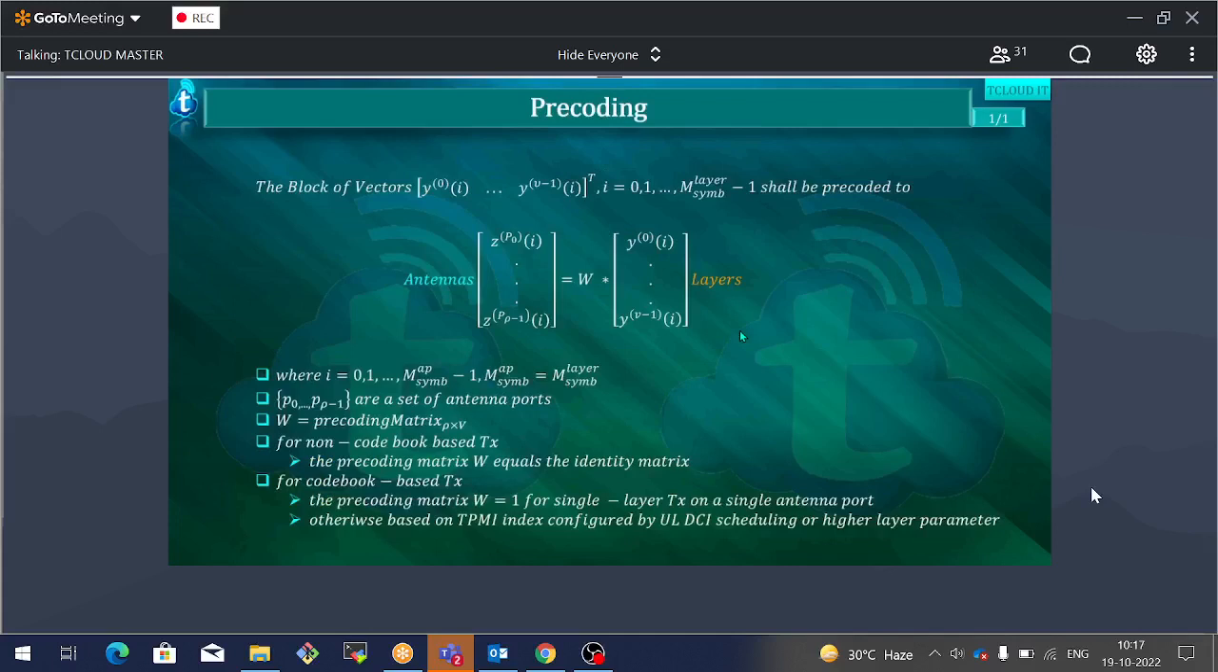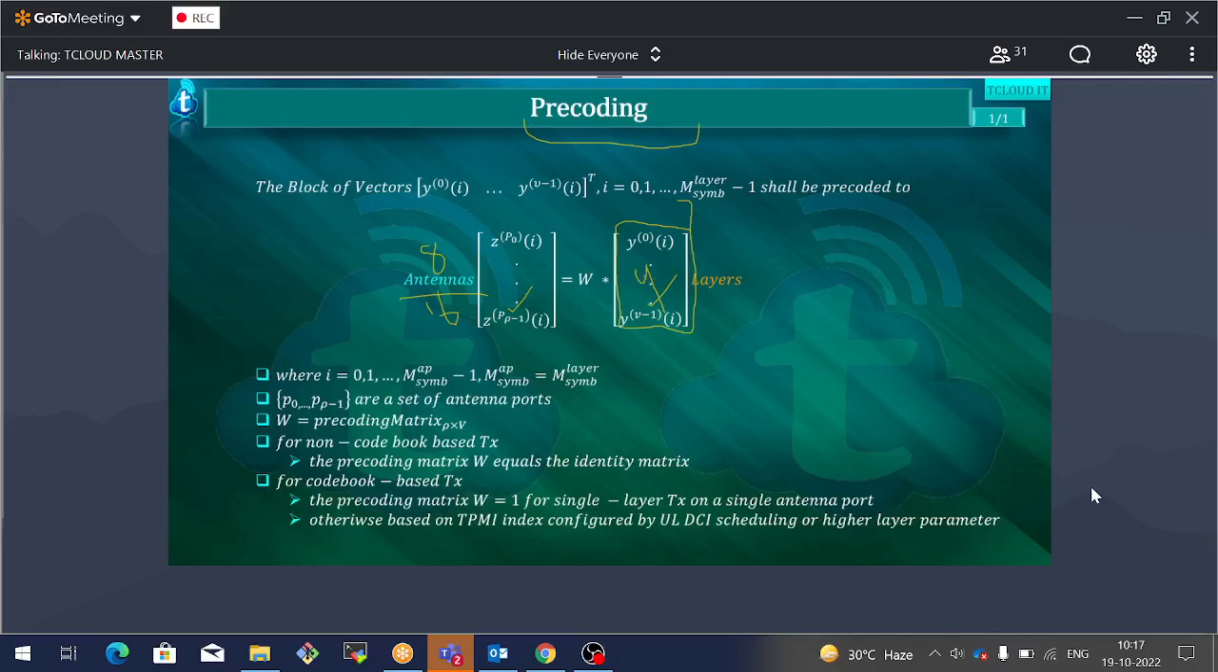Pre-coding. So you have some number of layers, v0 to v minus 1 layers. They must be converted into p minus 1 number of antennas. Your antennas can be many more. Your layers may end up being only 4. Antennas can be 8. Antennas can be 16, depending on what you want to achieve.